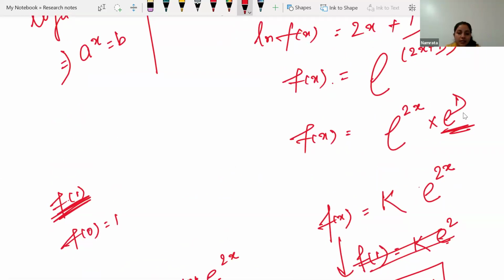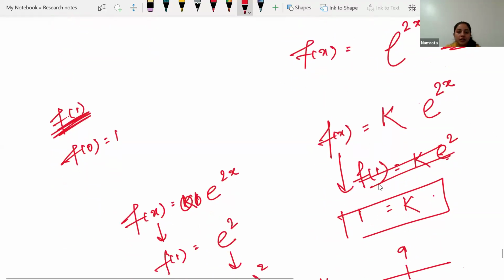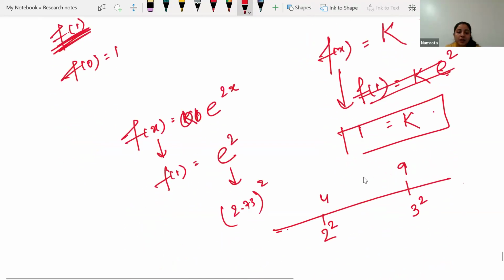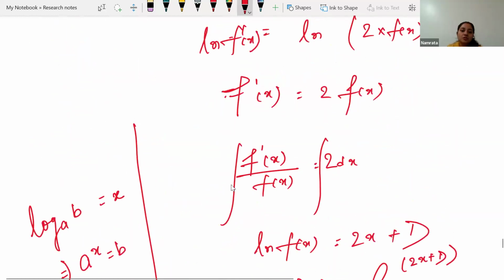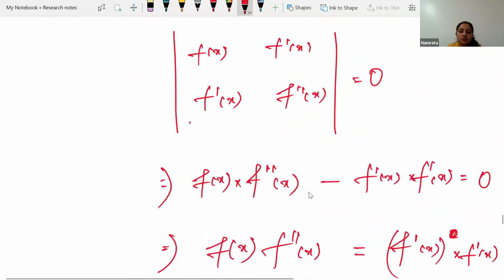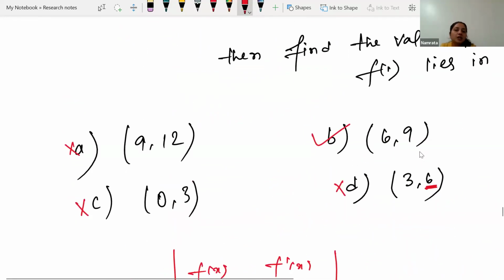This e to the power d is there, so we are saying this is a constant k. And the constant k is 1 we are getting. After that we have written the final solution. There we are finding f of 1, that is e square, and according to the options we can see e square will obviously lie in between 4 to 9. So by eliminating the given options, we are able to find that B will be the correct option.